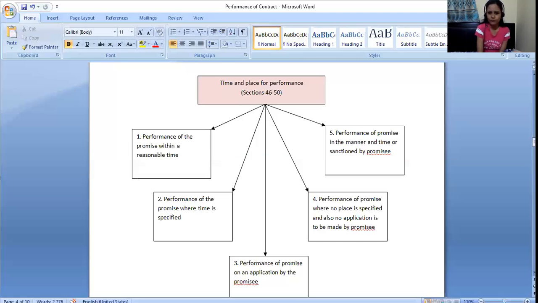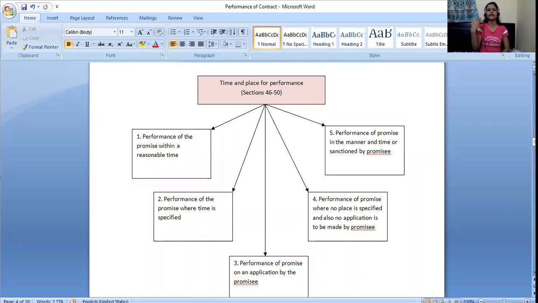Next is performance of promise in the manner and time sanctioned by the promisee. In case I have specified a manner and time in that particular offer, while giving the offer I said that you should be supplying 100 liters of coconut oil to me on 7th of October at my factory address, and this is the address. And you should be supplying it during the evening, maybe 4 to 8 o'clock. In that case, you should do it accordingly only. You should deliver it to my factory address only, anytime between 4 to 8. So if time and manner is specified, you should do it accordingly.